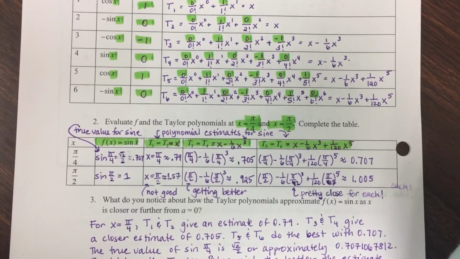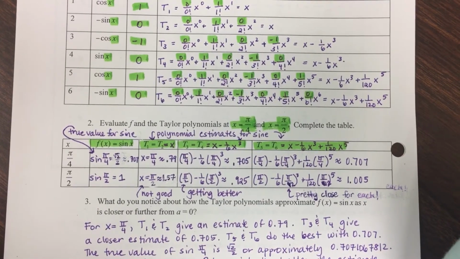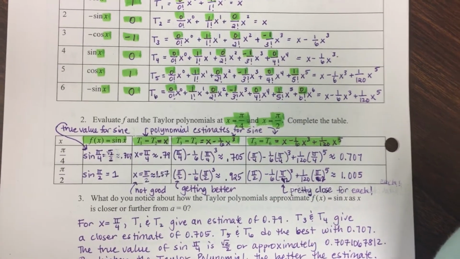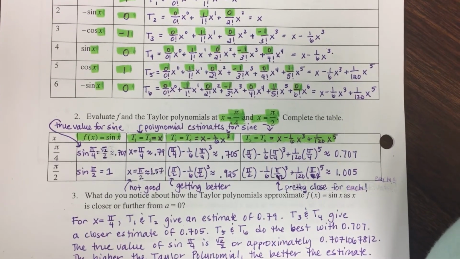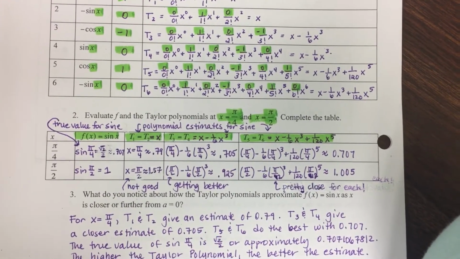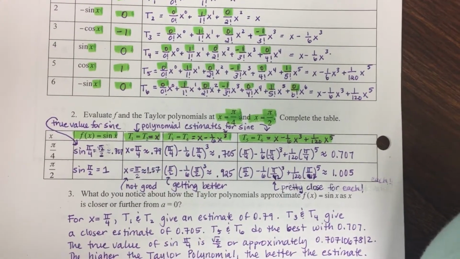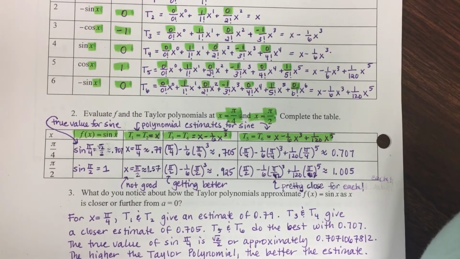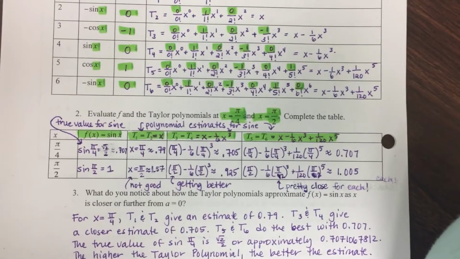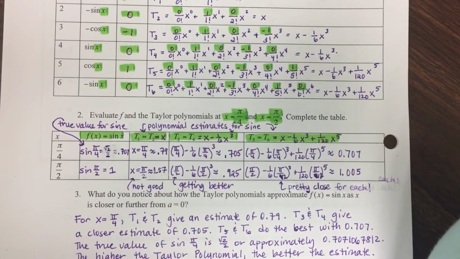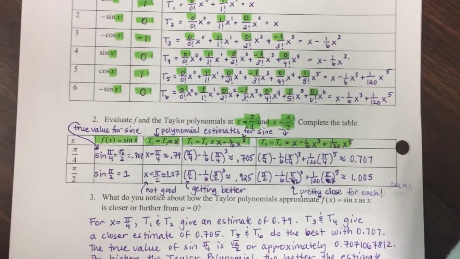So we know sine pi over 2 is 1. So if you just do x, that line, you get 1.57. That's not good at all. But if you plug it into T3 and T4, you get a little bit better. You get down to 0.925. We're trying to compare that to 1. And then if you fix my typo over there, pi over 2, plugging it into T5 and T6, we do a little bit better, 1.005. Not quite as good as the estimate for pi over 4, but that's because pi over 2 is further away from the center point, that a equals 0.